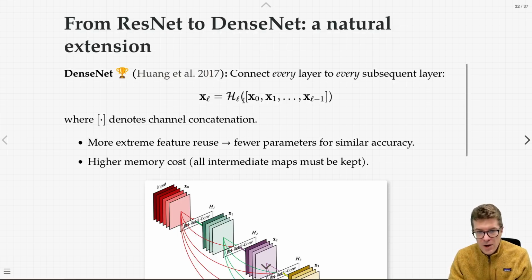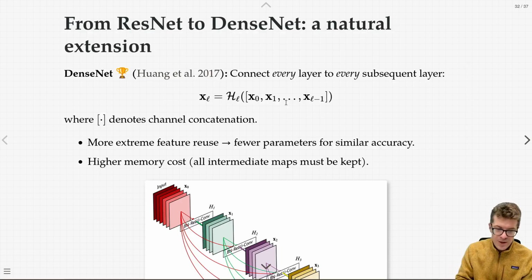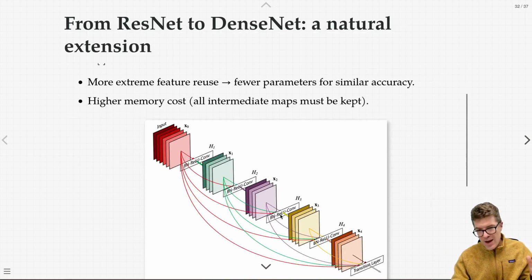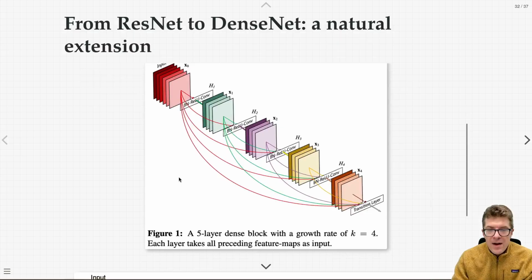They come at the cost of higher memory, so you're going to have to keep all of these intermediate maps. If you're just doing a sequence, you can sometimes throw things away and keep things out of memory. So you can have a thin memory pipeline if you have fewer connections. But if you're having to store all of these hidden layers and keep on passing them forward through the neural network, you're going to have to keep more in memory. So memory cost increases.